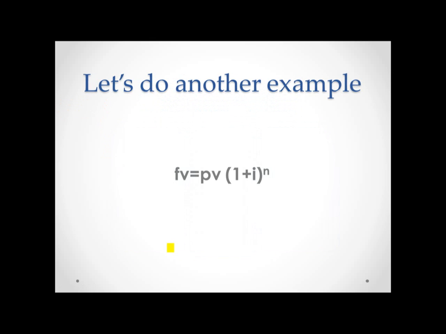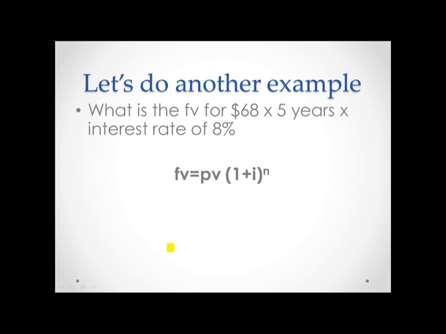So let's do another example with this equation. What is the future value for $68 for 5 years with an interest rate at 8%? So if you plug in all of this, you have a present value, $68. That goes right in here. You have 5 years, that goes for the N. And then you have the 8%, that goes right in here.